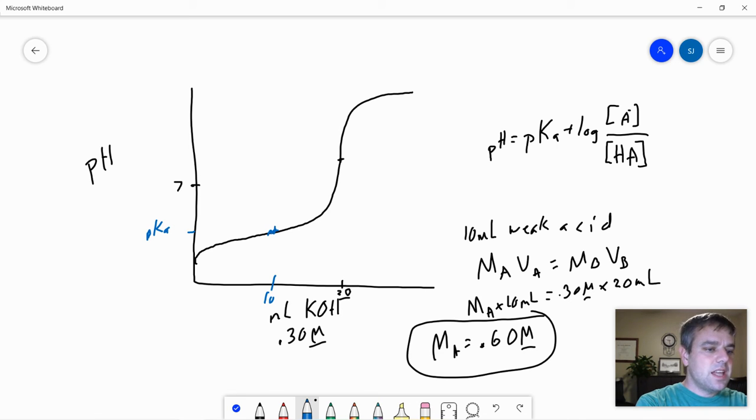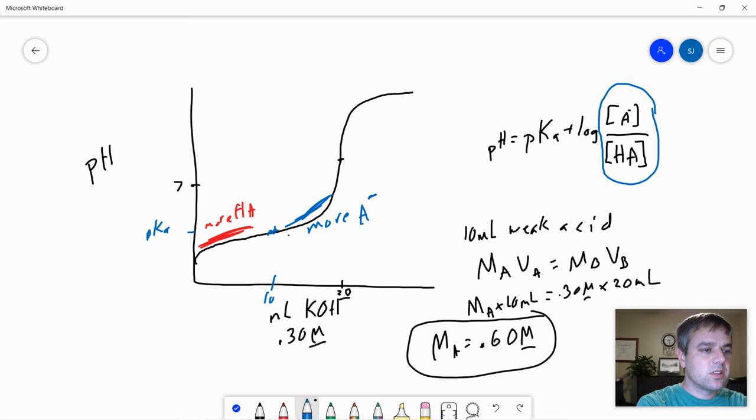Now, at that point, the ratio of weak acid to conjugate base are equal. If you're on this side of the halfway point, you have more of your weak acid, your hypothetical acid. And if you're on this side, you have more of your conjugate base.